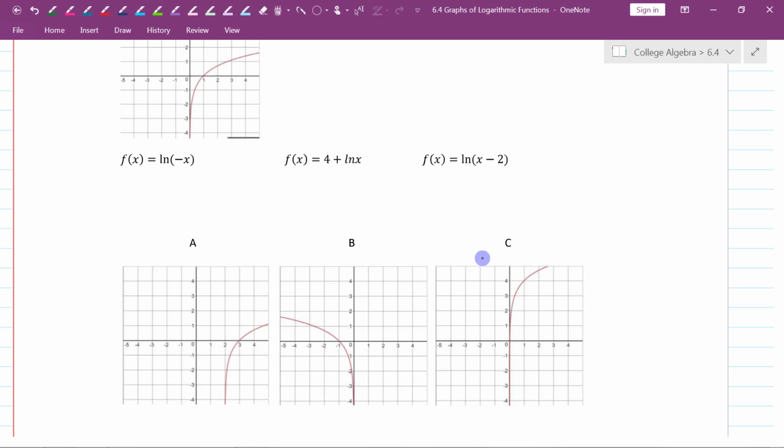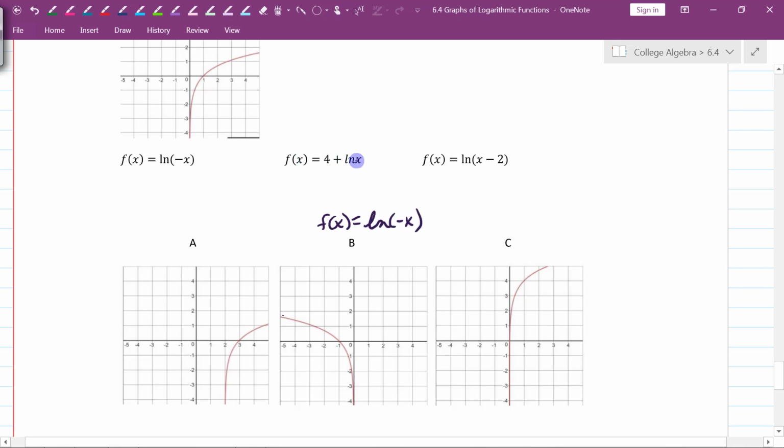Okay, welcome back. The first one I'm going to look for here is simply the natural log of negative x. So there's no horizontal shift, there's no vertical shift. All I have is a reflection about the y-axis. And that's going to be this one here because the parent function is right here. If I were to divide this axis right in half, if I was to fold the paper right in half, it would reflect right over, okay? So this one right here, b, is f of x is equal to the natural log of negative x.